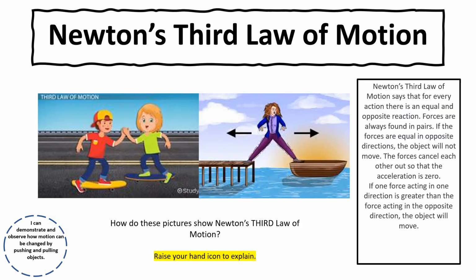So think about how these pictures show Newton's third law of motion. Newton's third law of motion says that for every action, there's an equal and opposite reaction. Forces are always found in pairs. If the forces are equal in opposite directions, the object will not move. The forces cancel each other out so that the acceleration is zero. If one force acting in one direction is greater than the force acting in the opposite direction, the object will move. So look at these two pictures. How is Newton's third law of motion applied to these pictures?